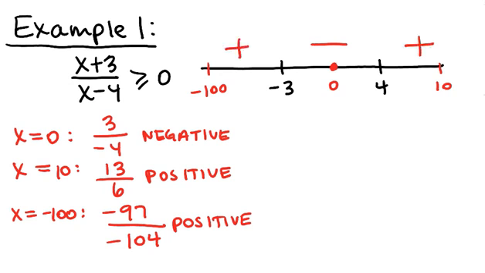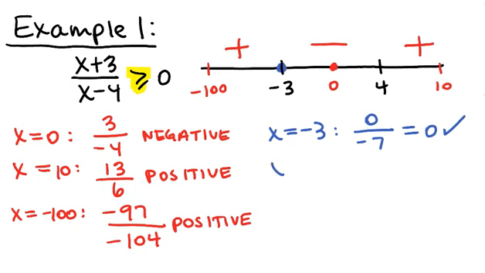So we're almost done, right? But we're interested in where this thing is greater than or maybe potentially equal to 0. For that, I'm going to need to check the actual points at negative 3 and 4. At x equals negative 3, we have 0 over negative 7. That's equal to 0, so that's good. Just include that as well.